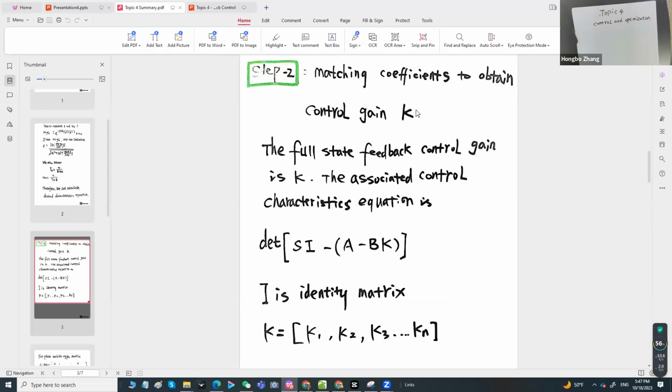5 Ks here, from K1 to K5. So the denominator is from S5 or S4 here. The denominator should be from S5 to S4 to S3. Make sense to you, Paul? Yes.